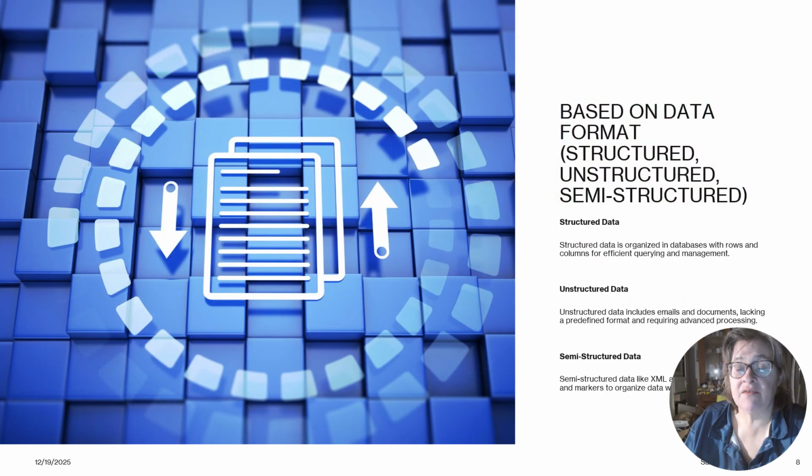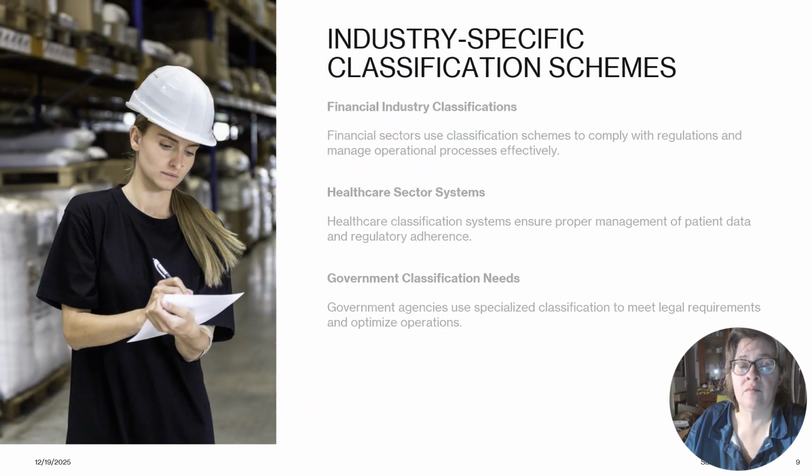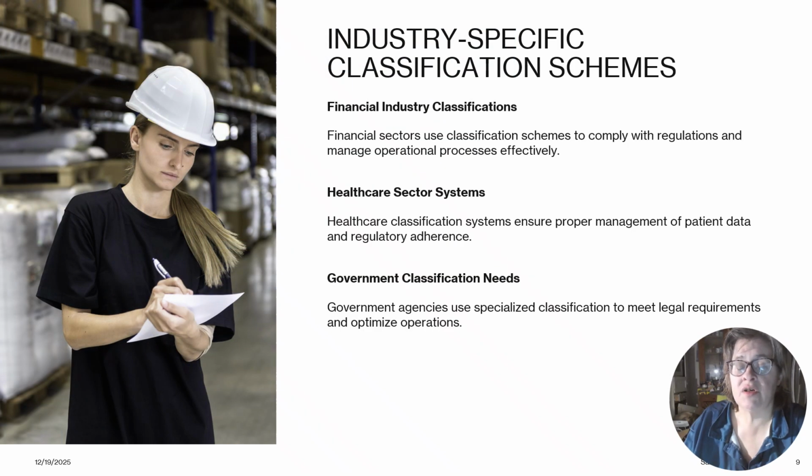Data can be classified by format. Structured data like databases, unstructured data like emails or documents, or semi-structured such as Excel or XML or JSON, each requiring different handling approaches. Various industries adopt specialized data classification systems tailored to their regulatory requirements and operational needs, such as financial, healthcare, and government sectors.